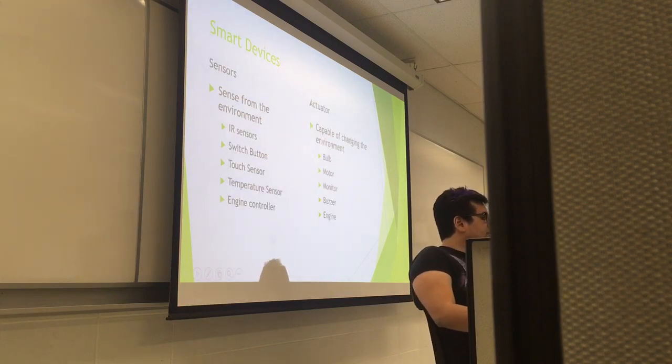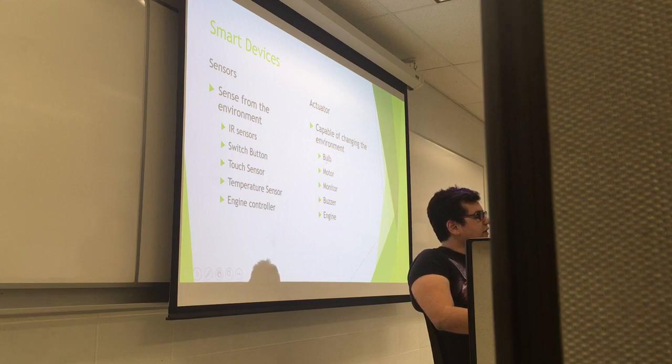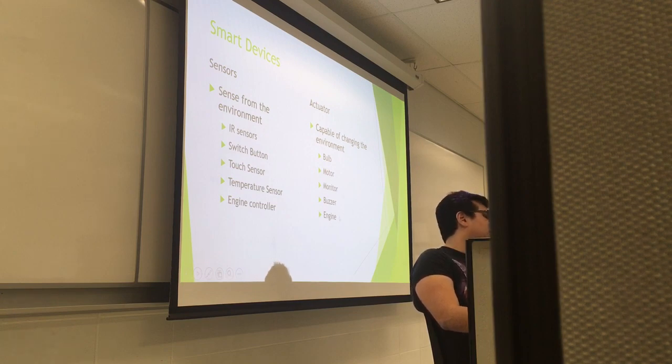And for smart devices, here are a few examples of sensors and actuators. You have infrared sensors, switch buttons, touch sensors, temperature sensors, engine controllers, and the actuators themselves. We have a light bulb. If you've ever seen one of those smart light bulbs, that's one example of an actuator. Motors, monitors, buzzers, and engines, like the example of the Tesla car. Okay?